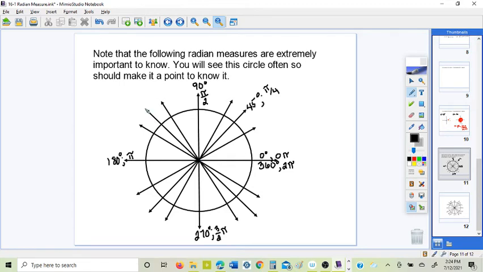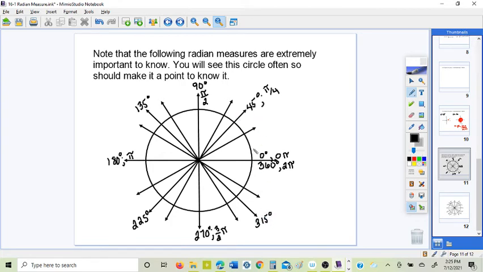This one, 90 plus 45 is 135 degrees. 180 plus 45 will be 225. 270 plus 45 would be 315. So there's our degrees.